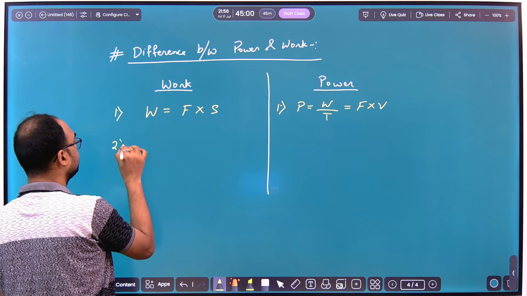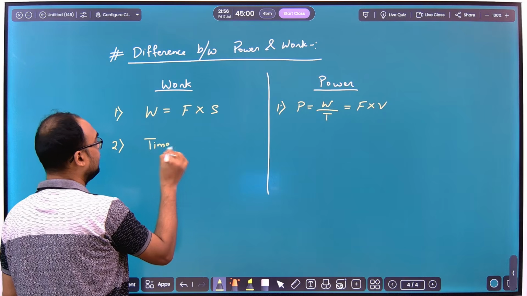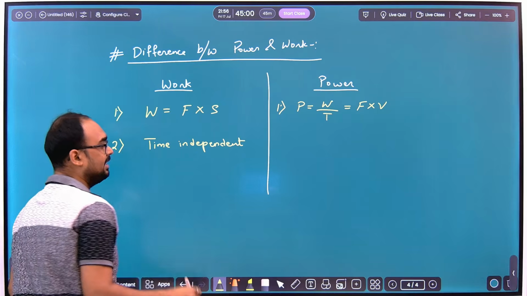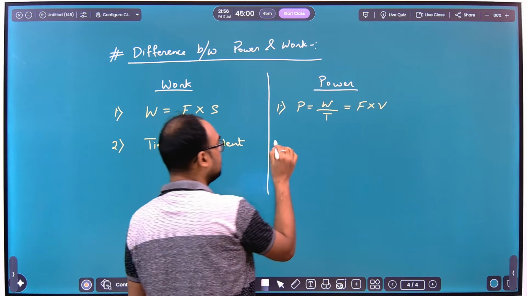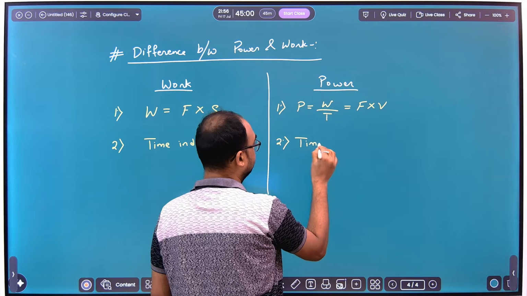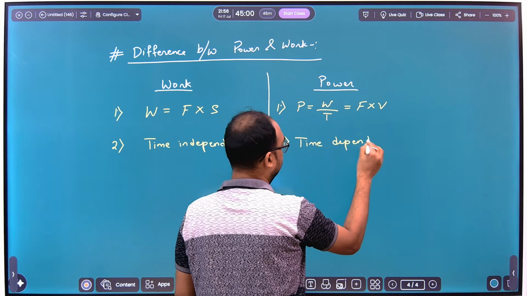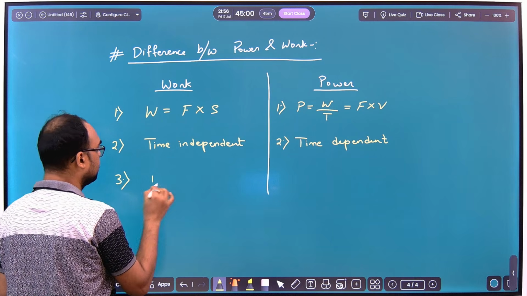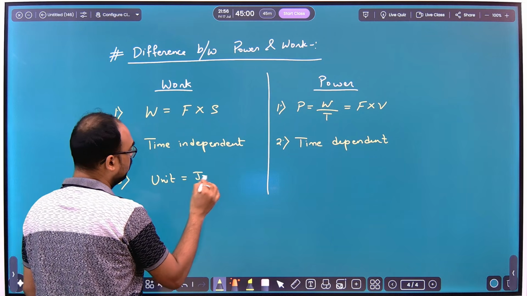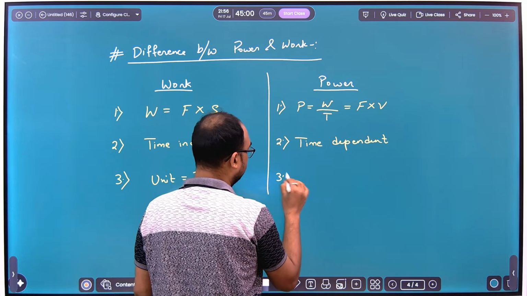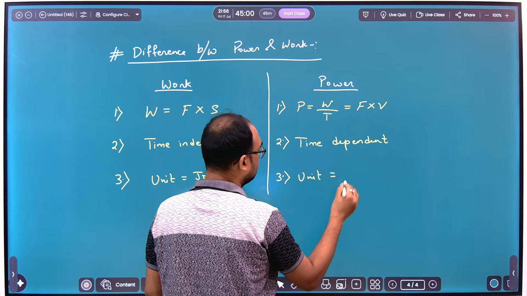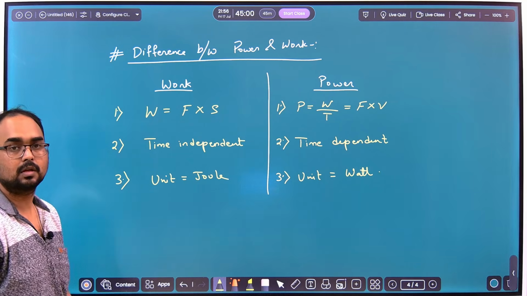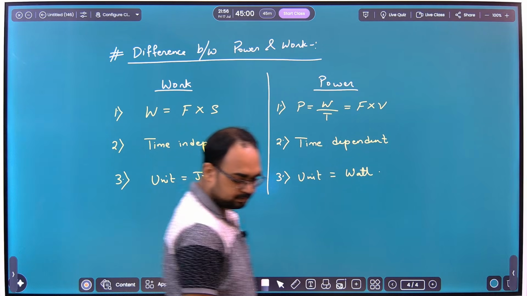Point number 2. Work is time independent. This does not depend on time, but power is time dependent. And the third can always be the unit. The unit of work is joule, and the unit of power is watt. Go through it once.